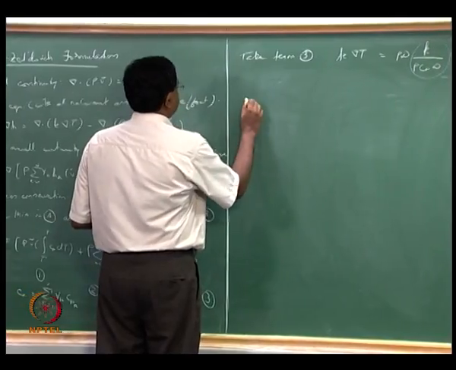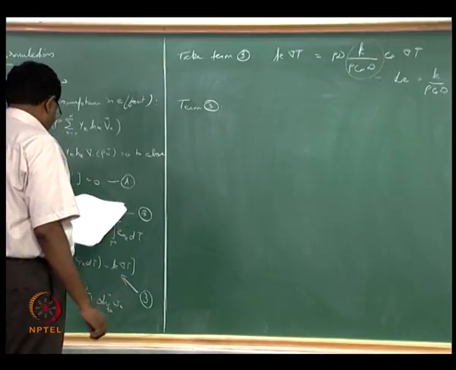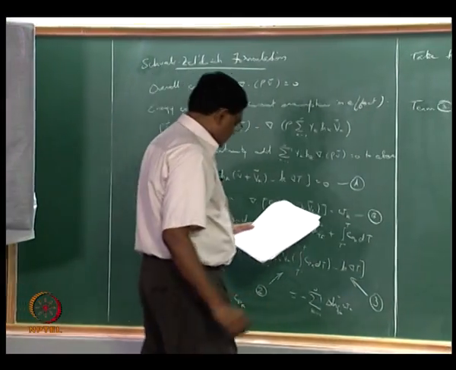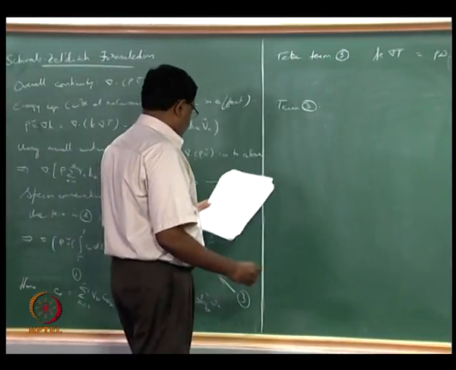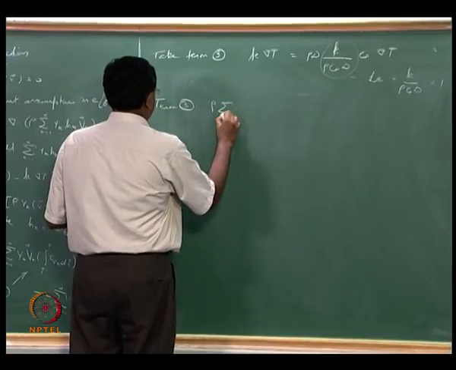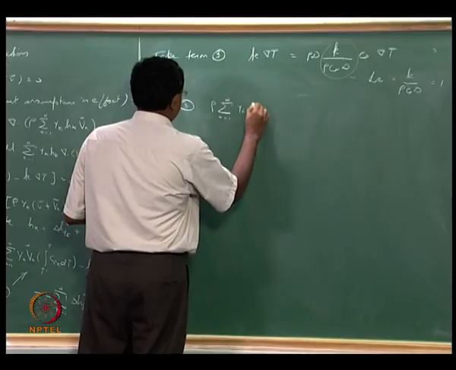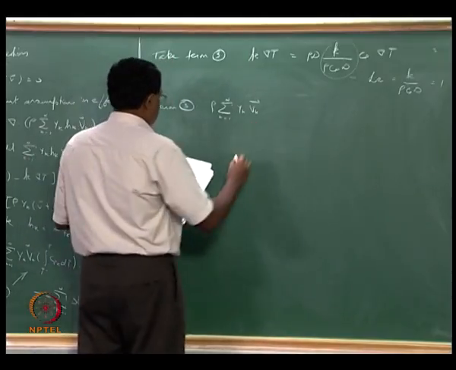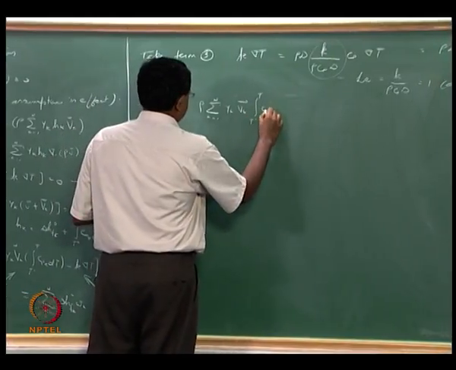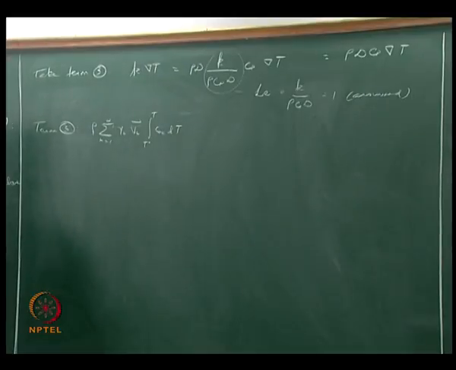Okay. Now the second term is a little bit more complicated to deal with. So the term 2 is rho sigma k equals 1 to n Yk capital Vk vector integral T superscript naught to T Cpk dT, all right.